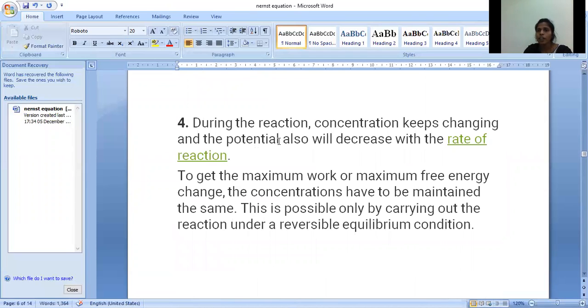During the reaction, the concentration keeps changing and the potential also decreases with the progress of the reaction. So when the reaction is progressing, the concentration of the electrolyte is changing, and due to that the potential also changes. But it should not happen here. To get the maximum work or maximum free energy change, the concentrations have to be maintained the same. This is possible only by carrying out the reaction under reversible equilibrium conditions. When we maintain equilibrium conditions, the concentration will be the same and there is no change in the potential value.